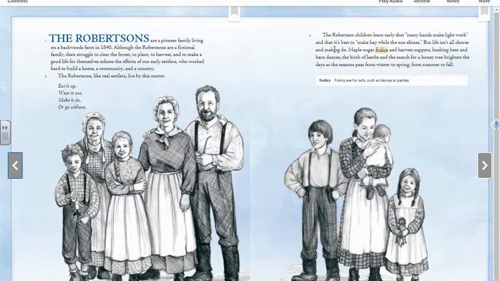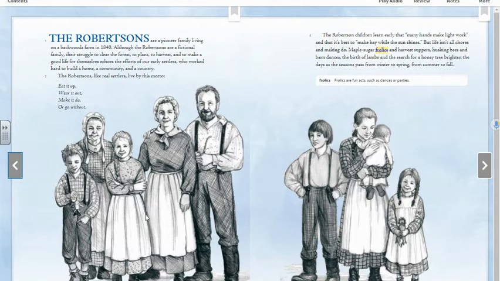It says, but life isn't all chores and making do. Maple sugar frolics, key word, fun acts such as dances or parties, and harvest suppers, husking bees and barn dances, the birth of lambs and the search for a honey tree brighten the days as the seasons pass from winter to spring, from summer to fall.